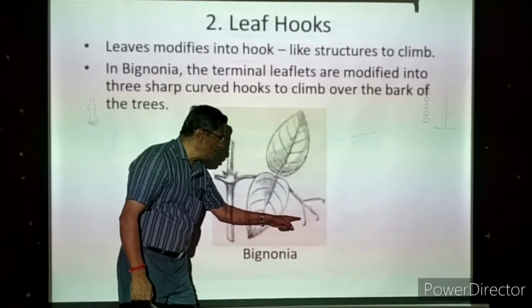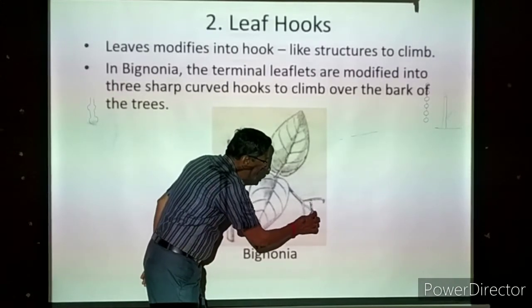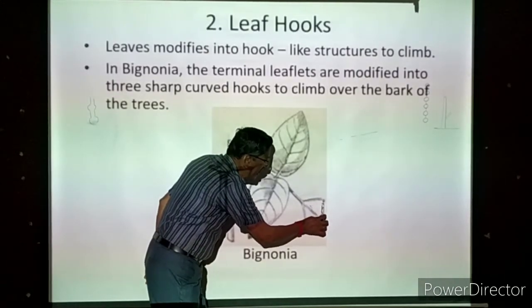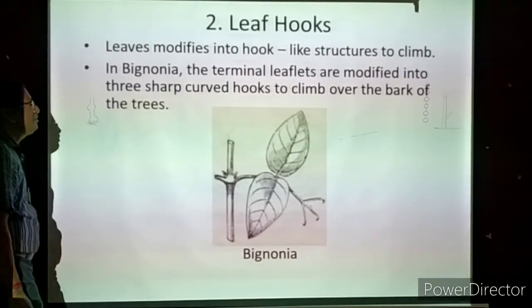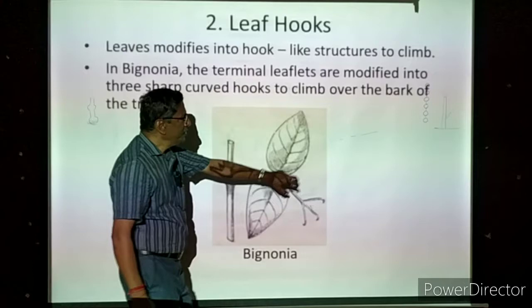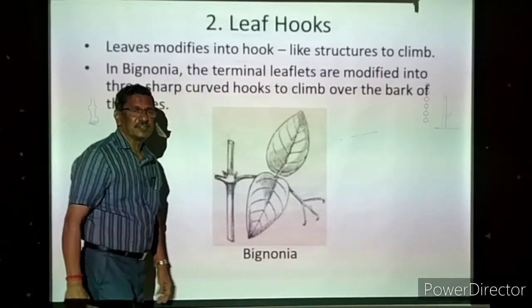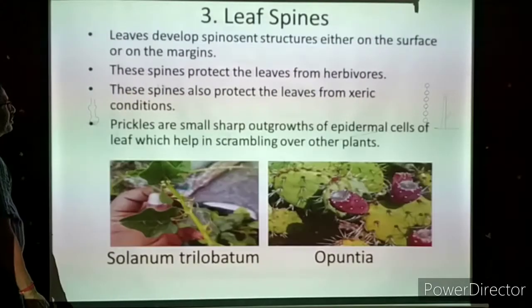But all the three leaflets are modified into, see that, thorn. It is a thorn, but at the tip, it is curved. At the tip, it is curved like a hook. That is called the leaf hook. With the help of the hooks, they can climb on the rough surface of the trunk of the plant.